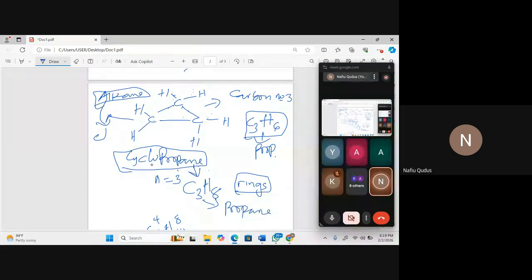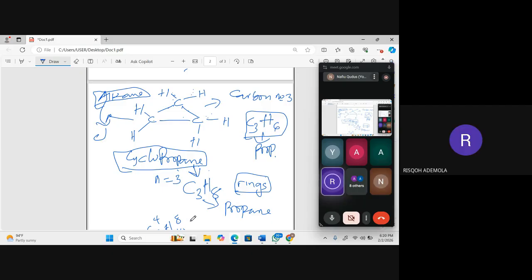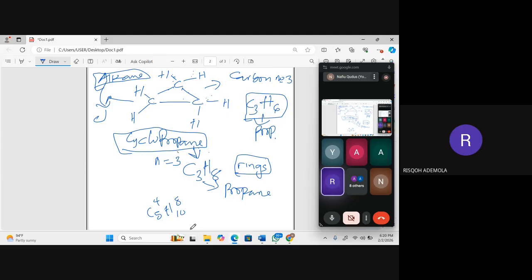Why is this one cyclopropane? Is that clear? Why is it cyclo? Because it is in the form of rings. And we call it alicyclic. We derive that cyclo from alicyclic. That's why it is cyclopropane.